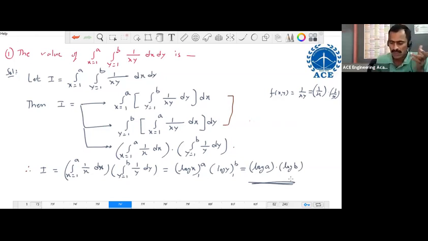So limits are constant, no order of integration. Next, problem number 2.